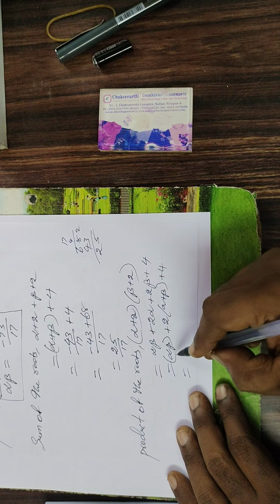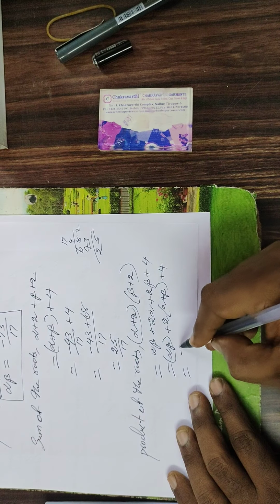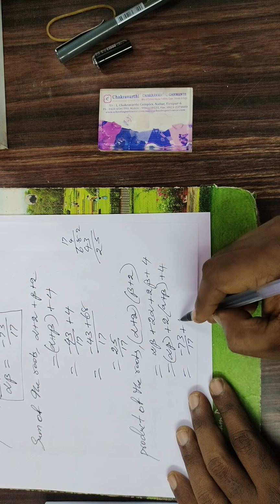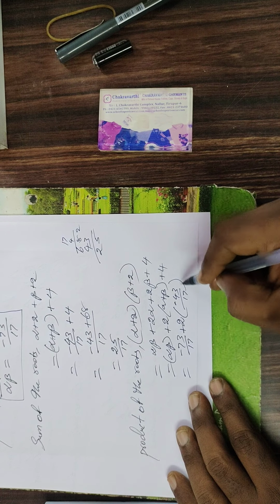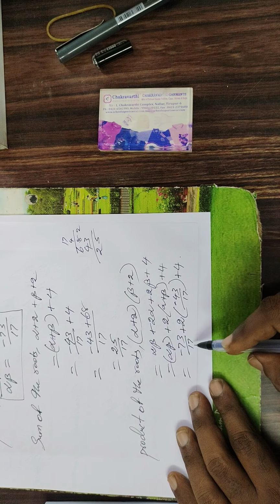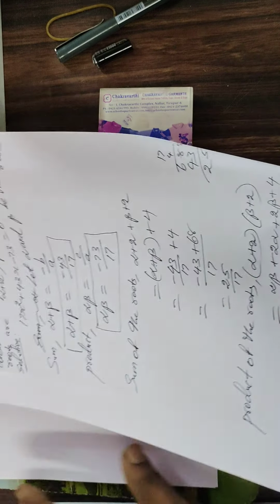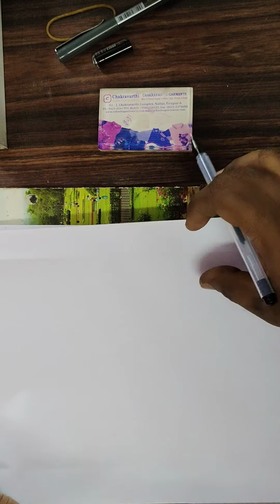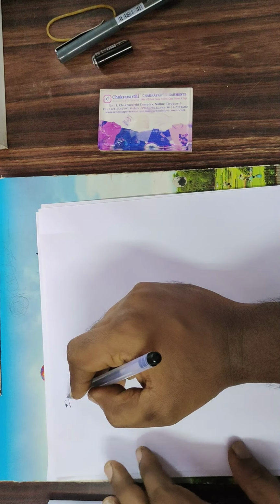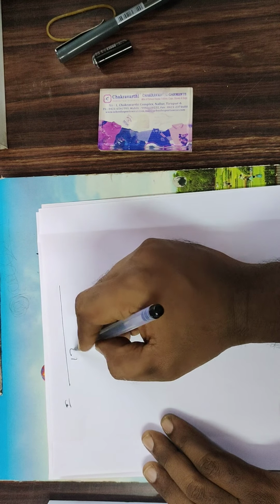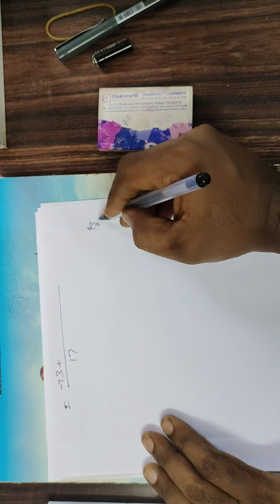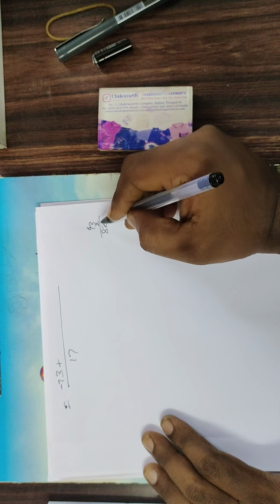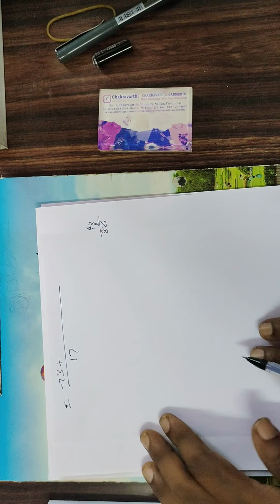That is equal to alpha beta value. Alpha beta is minus 73 by 17, plus 2 into alpha plus beta, which is minus 43 by 17, plus 4. Then simplification. What is the LCM here? 17. So minus 73 plus 43 into 2, which is 86. So minus. Am I right?